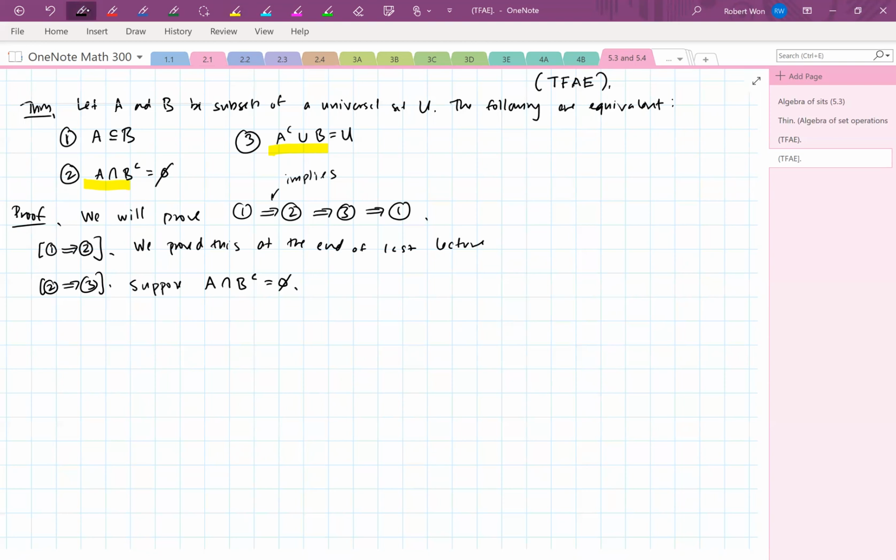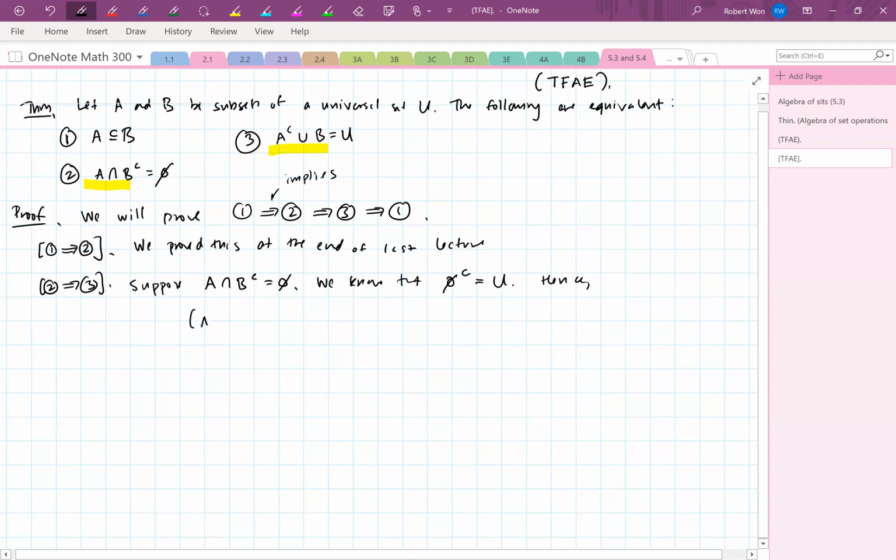Okay, so in other words, maybe I should complement the whole thing. Well, we know by the algebra of set operations that the complement of the empty set is the universal set. Hence, if you take the complement of the left-hand side, it's the complement of the right-hand side, which is the universal set. Now I can use De Morgan's laws. So now by one of De Morgan's laws, we have A complement union B complement complement equals the universal set. All I've done is I've just De Morganed the left-hand side.